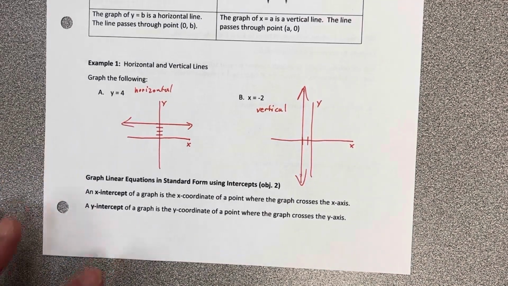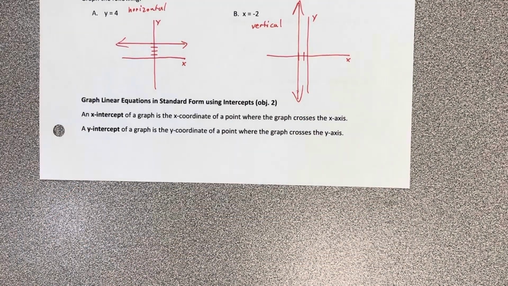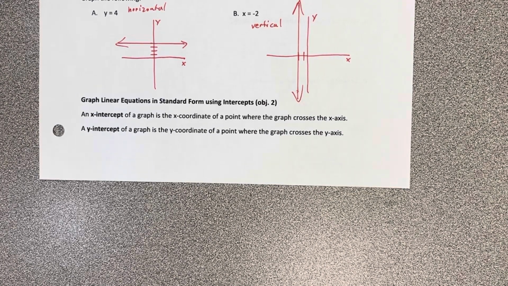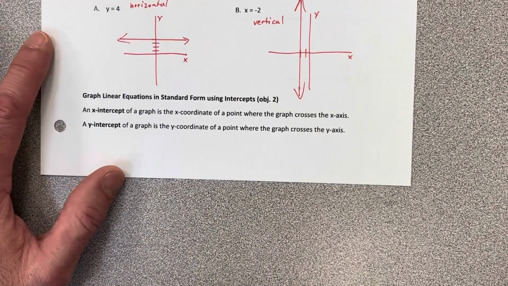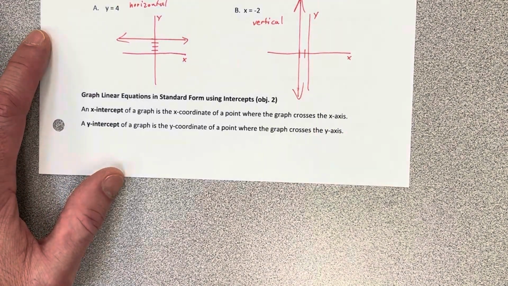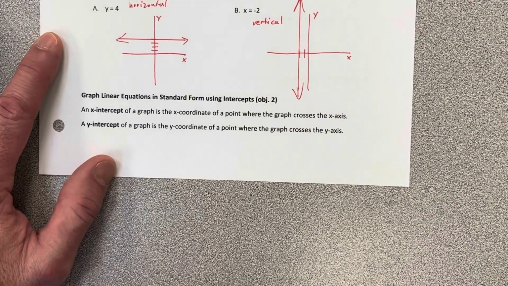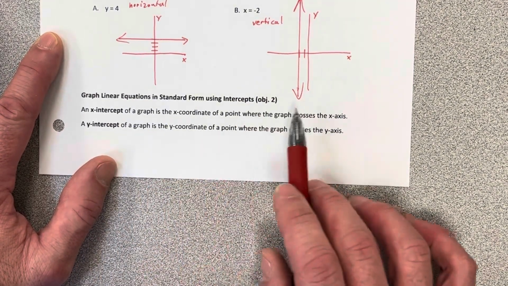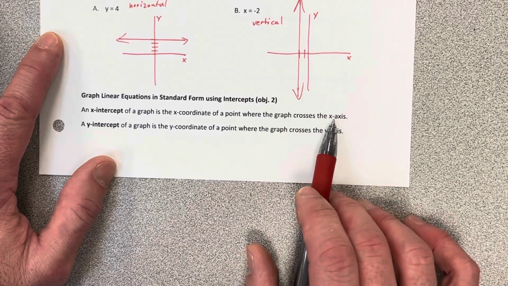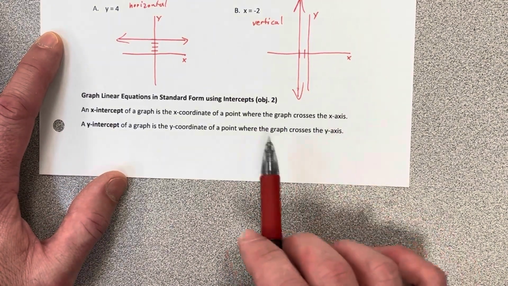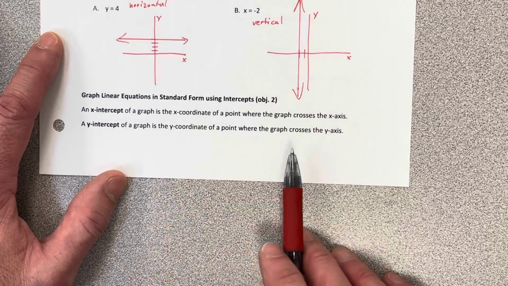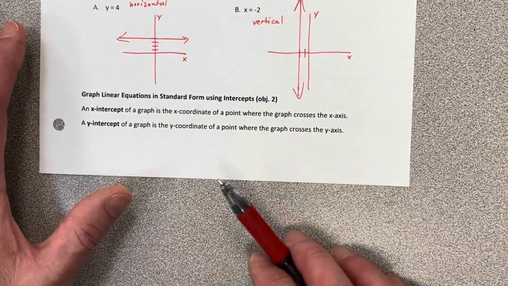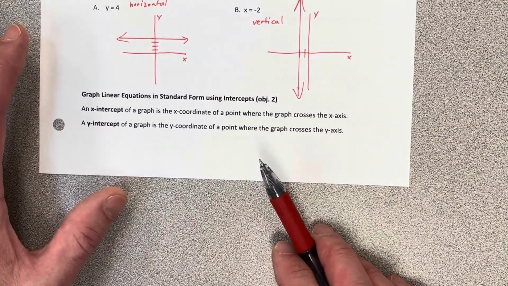Okay, so the next thing we're going to do is we're going to graph linear equations in standard form using intercepts, okay? So intercepts, what do we mean by x-intercept? What do we mean by y-intercept? Well, an x-intercept of a graph is the x-coordinate of a point where the graph crosses the x-axis. The y-intercept is the y counterpart, the y-coordinate of a point where the graph crosses the y-axis.